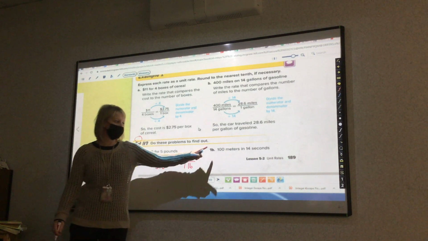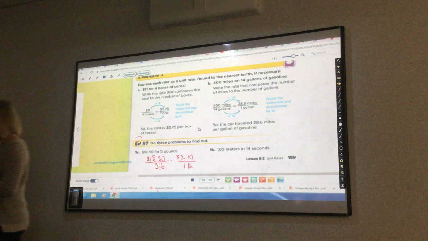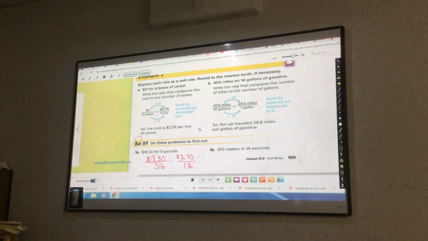On your whiteboards, I want you to do 1B. I need to see the initial ratio, and then you can use your calculator and tell me what the final ratio is.